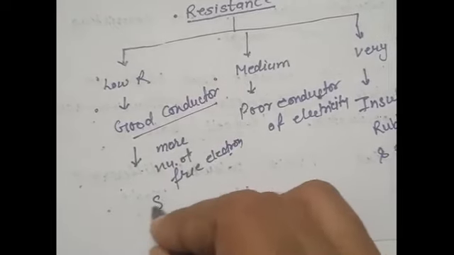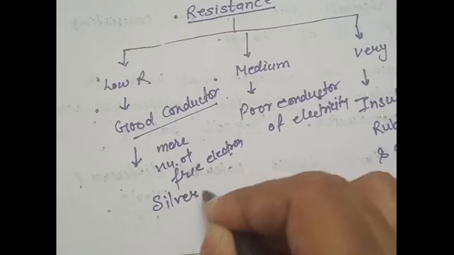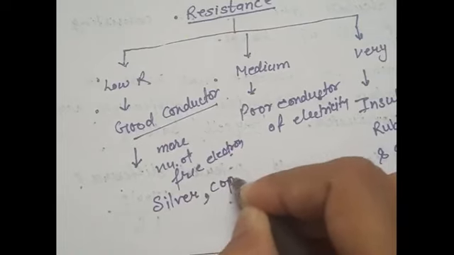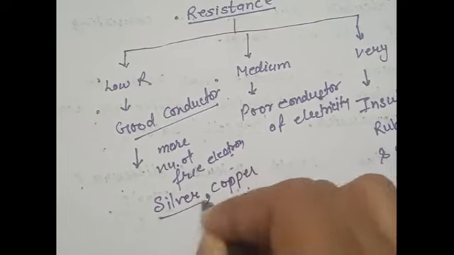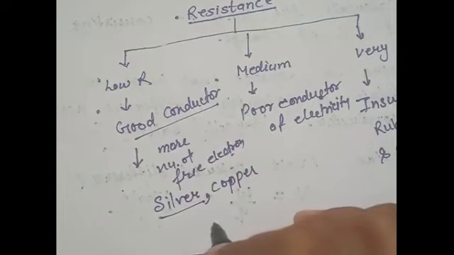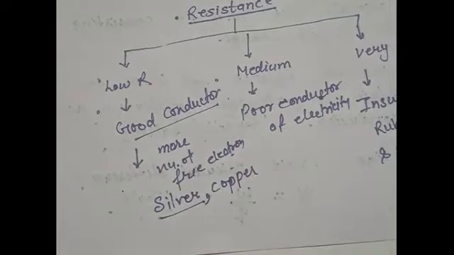For example, silver and copper. Silver is the best conductor of electricity till now.